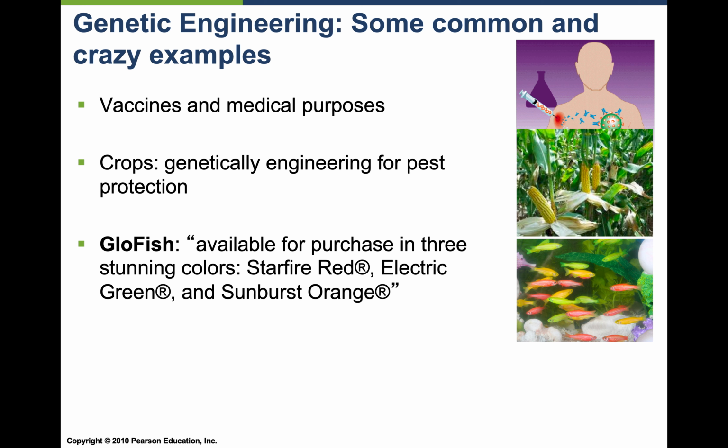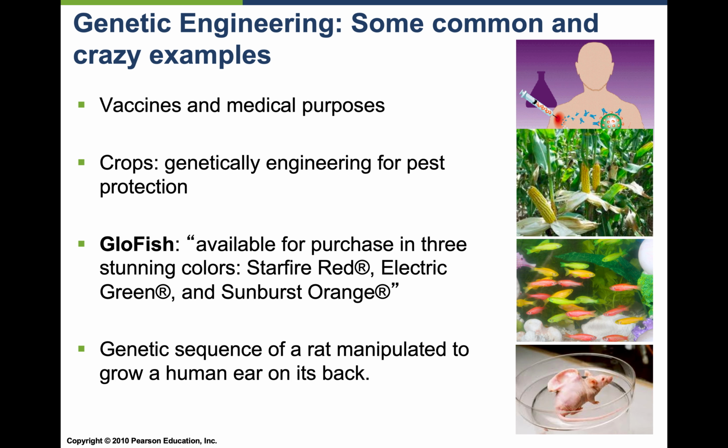Glowfish. These are literally fish that glow. They can be purchased in 3 stunning colors, as this advertisement goes. But essentially what they've done here is they've put genes into these fish that make them glow in different colors. Now, when I was a kid and I would go to the pet store, they would sometimes paint the fish these glowing colors with nail polish. But these days, they go much beyond that, and they actually just make the fish glow genetically.